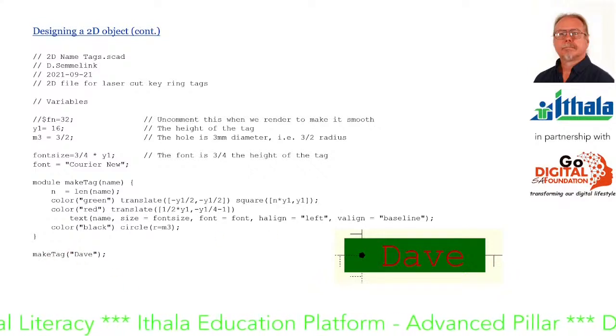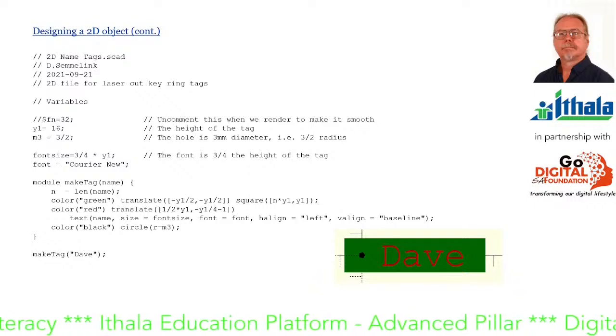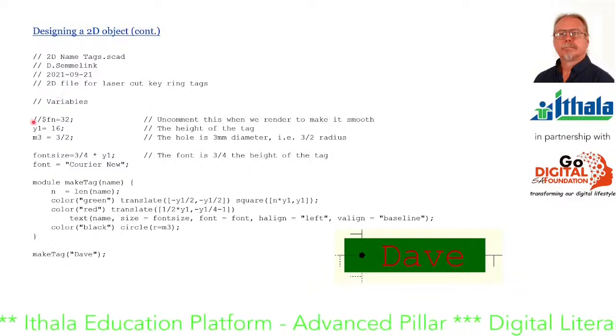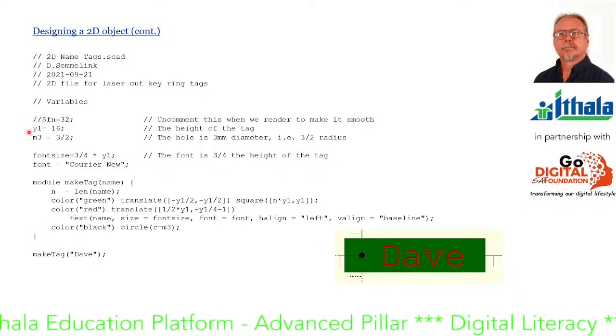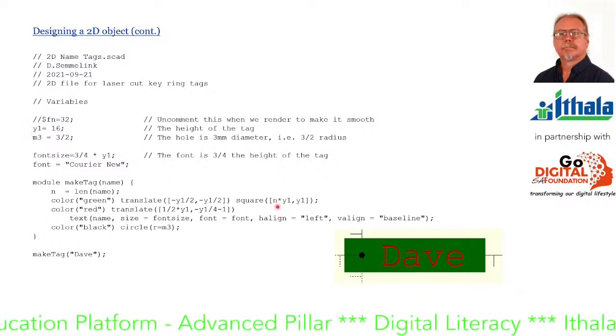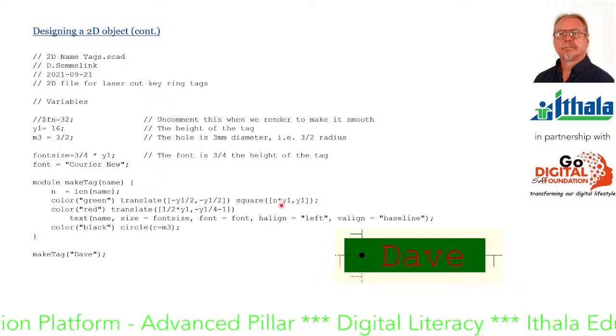Okay, and just note that we don't need that x1 variable anymore, so we can remove it. Okay, I've removed x1. We had the x1 up here being 5 times y1, but now, because we've specified the name as being n times y1, we don't need x1 anymore.